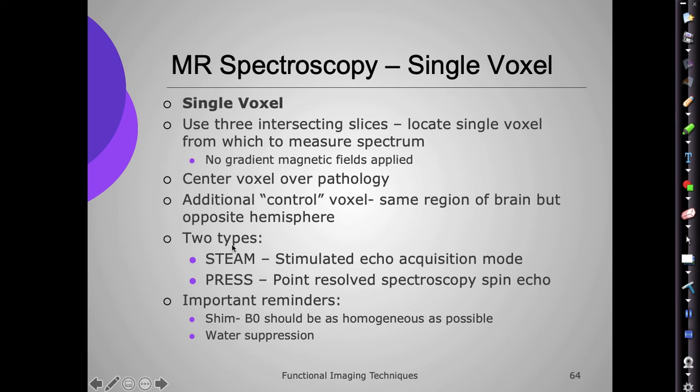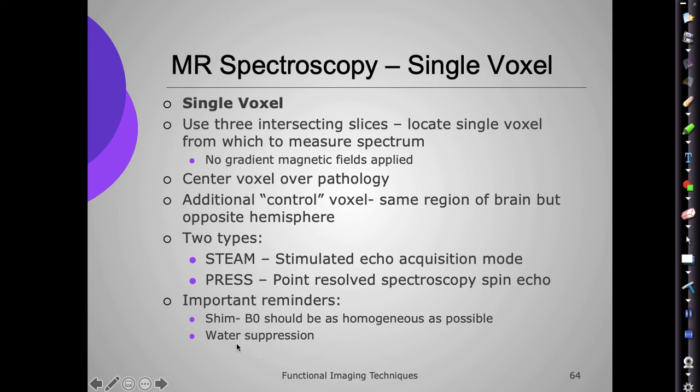There are 2 types of single voxel MRS. There's STEAM, which stands for Stimulated Echo Acquisition Mode, and PRESS, which stands for Point Resolved Spectroscopy Spin Echo. And then I put down here an important reminder for us as technologists to make sure we shim our scanner before we actually run this sequence, so that the static magnetic field is as homogeneous as possible. And that's, once again, a good reminder that we are not going to be applying any time-varying gradient magnetic fields.